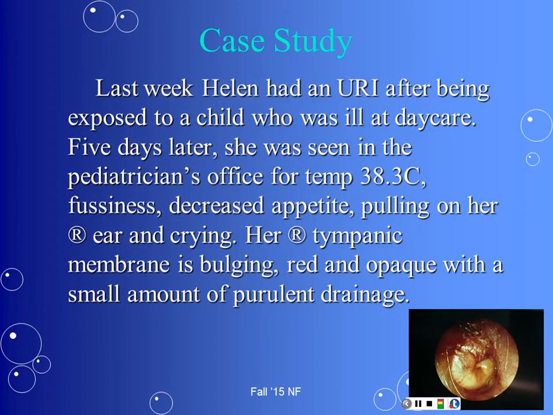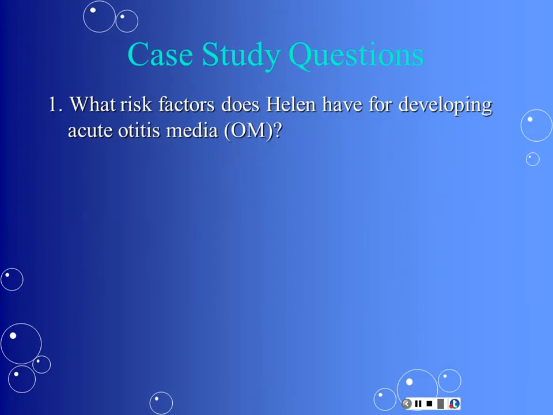When they went in and looked, her red tympanic membrane was bulging. It was red and opaque with a small amount of purulent drainage. So you can see that picture. Doesn't look very good, does it? Alright, so overall, when we're looking at otitis media, what risk factors out of that case does Helen have for developing acute otitis media?